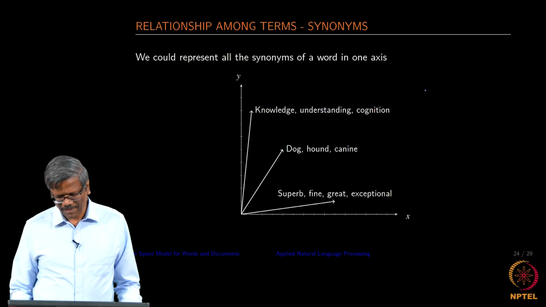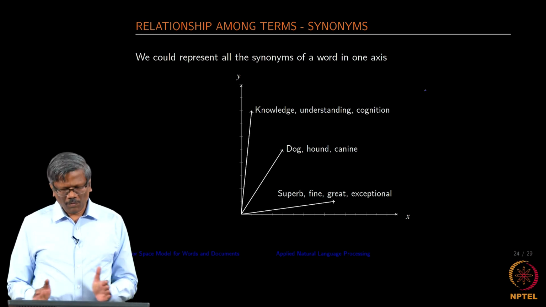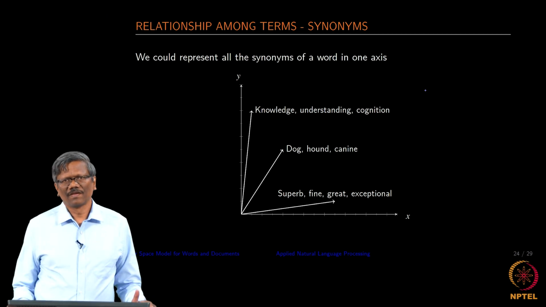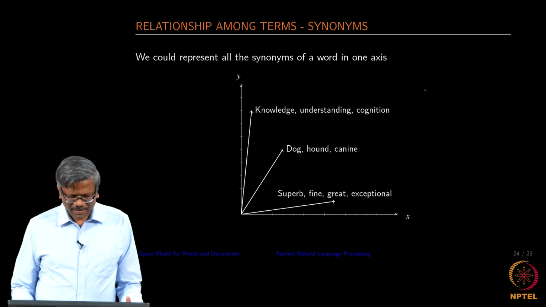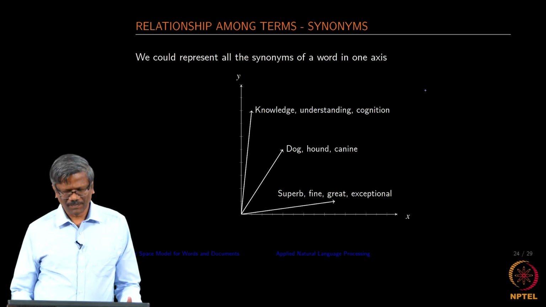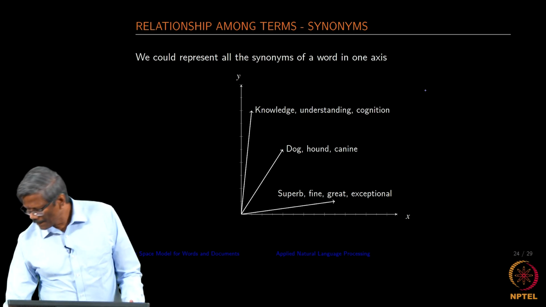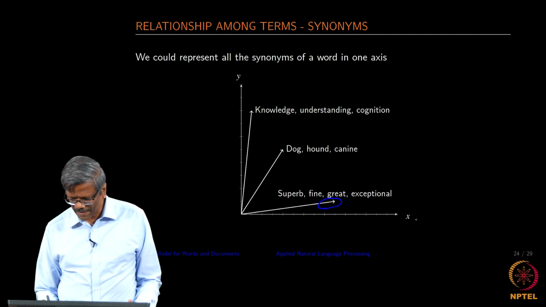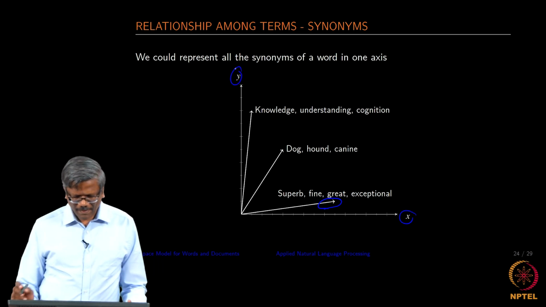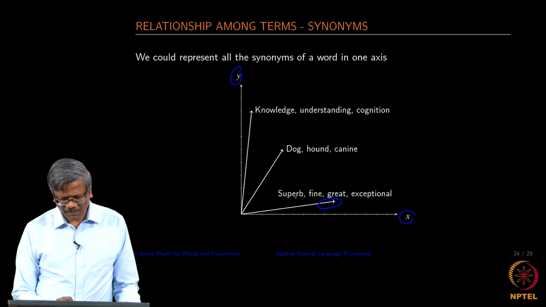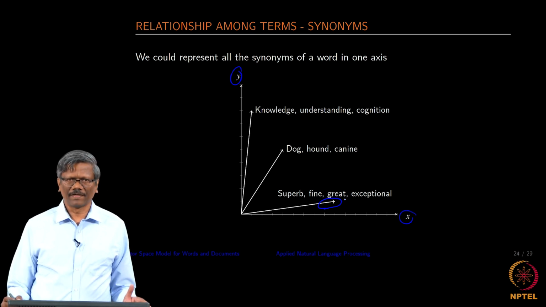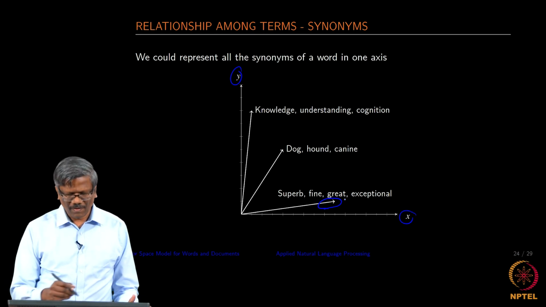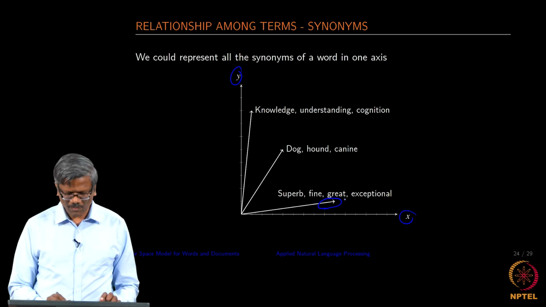an axis x and y is if you want to represent the synonyms in the same axis. For example, superb, fine, great, exceptional should be in one axis. So, in this case you consider these as one axis. Only for the reference sake I have given x and y. Here these words are somewhat similar, but in one hot vector form they are orthogonal to each other, but we need to bring them as one axis.